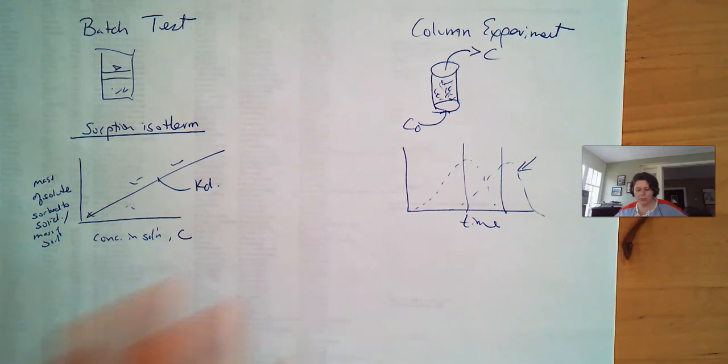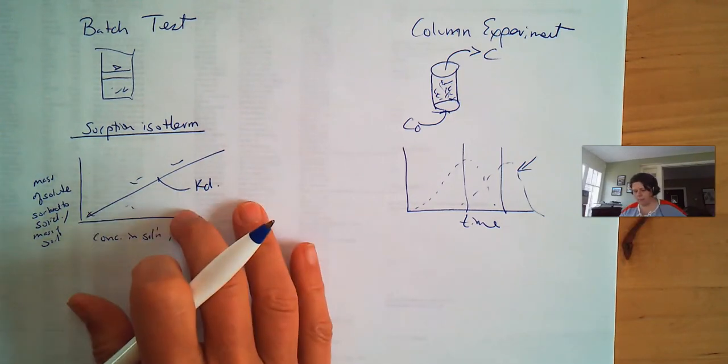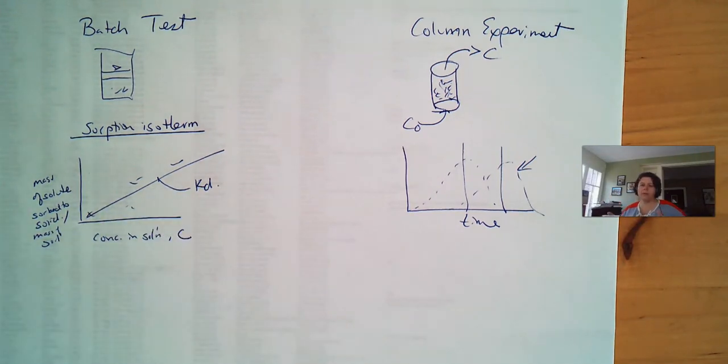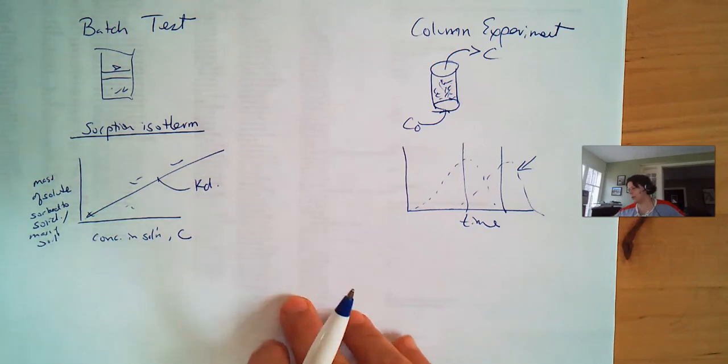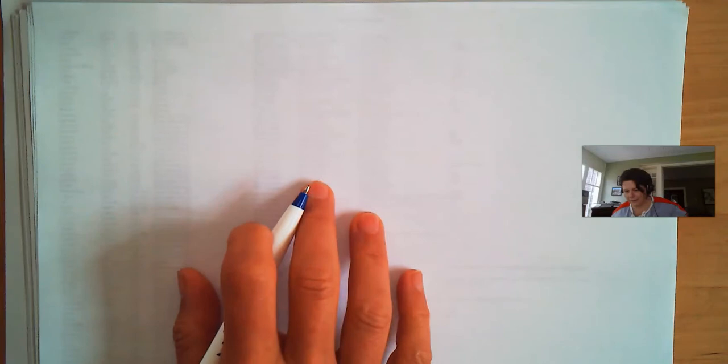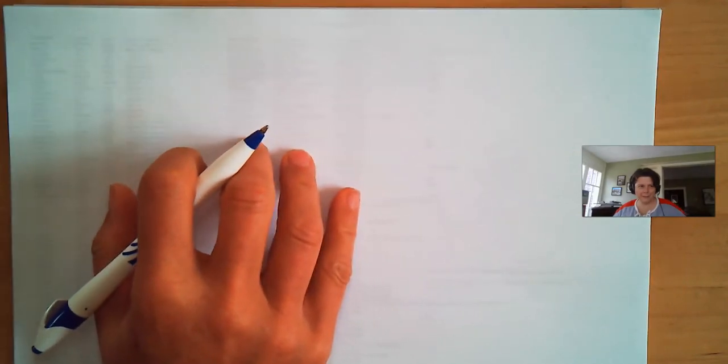So how do we actually analyze this and come up with this KD, and then how does this fit into our advection dispersion equation, which is really all you care about, right? Yay, equations. Oh well, maybe not.